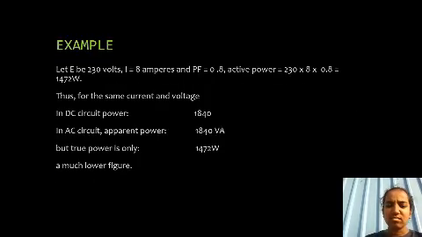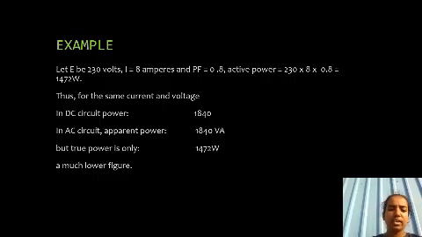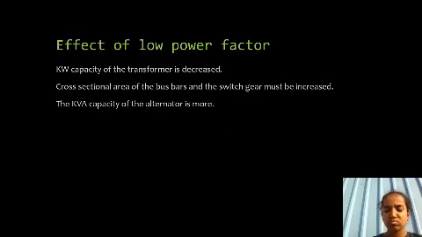For example, let E be 230 volts, I be 8 amperes, and PF be 0.8. Then for active power, 230 into 8 into 0.8 is equal to 1472 watts. Thus, for the same current and voltage, in a DC circuit power would be 1840, in an AC circuit apparent power would be 1840, while true power is only 1472, which is much lower.